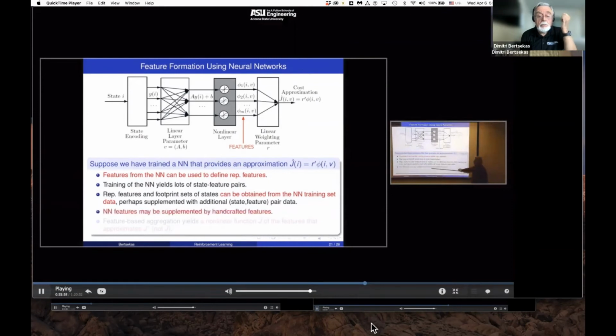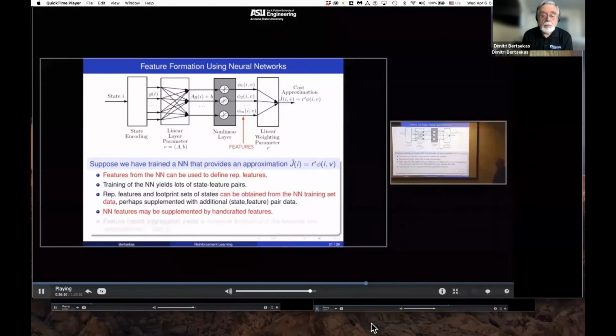Moreover, I can extend the set of features that I get from a neural network by using some handcrafted features in a more sophisticated and ambitious formulation. And notice now that this form of aggregation yields a nonlinear function J tilde of the features. This is linear. The aggregation will give you a nonlinear function that aspires to approximate J star, not J hat. So it goes for a bigger target.